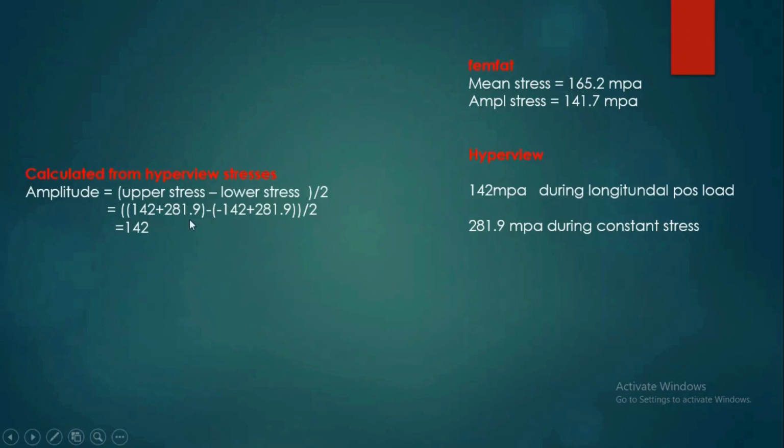So that means the amplitude stress is correct. And one more thing to notice here is that amplitude stress is independent of your constant stresses. Whatever the constant stress is, it will never increase or decrease your amplitude stress, but it will have a significant increase or decrease in the mean stresses. So we will see that next.